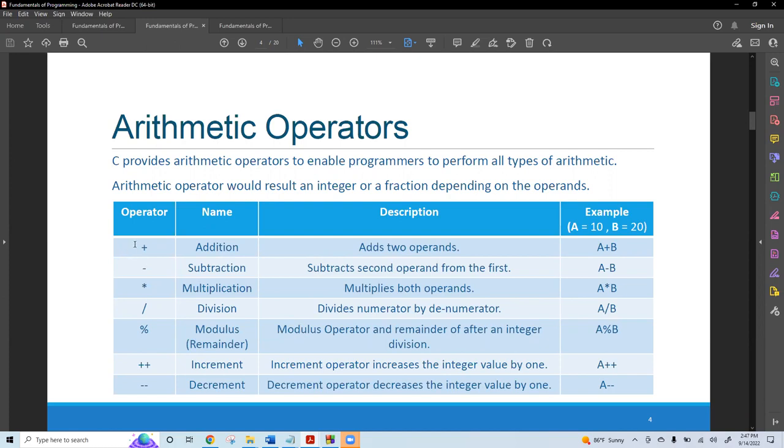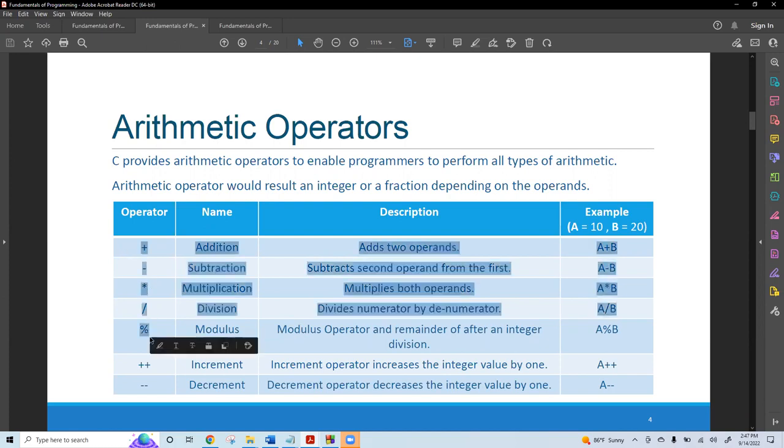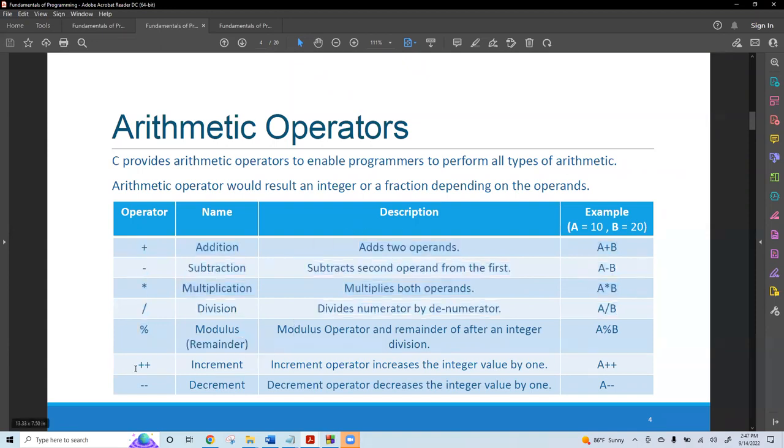Right. Okay. So now we have 5 arithmetic operators, right? And then we have another 2 operators, which are unary operators, increment and decrement. So that means for increment and decrement, we don't need 2 operands. 1 operand is enough, right?